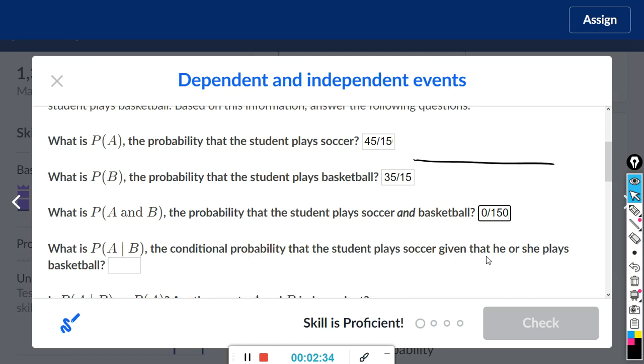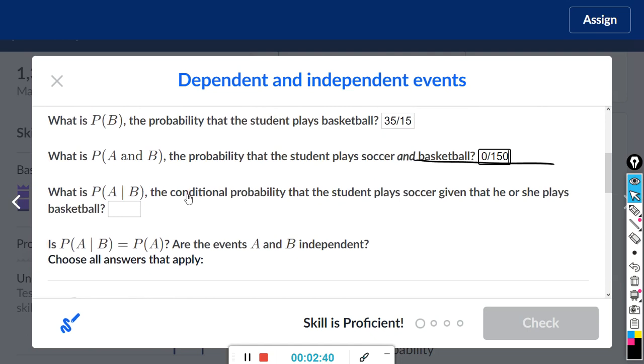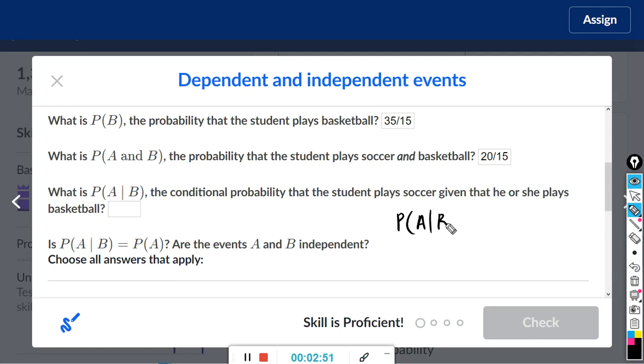The probability that the student plays soccer given that he or she plays basketball. You need to use the conditional probability formula for this. If you recall the conditional probability formula, the probability of A given B equals the probability of A and B divided by the probability of the given one, which is B. If you don't know that formula, please write it down. So probability of A given B is what we're looking to find here.